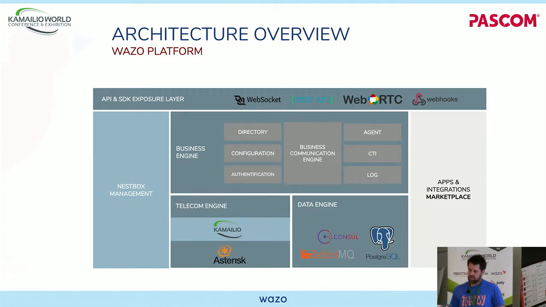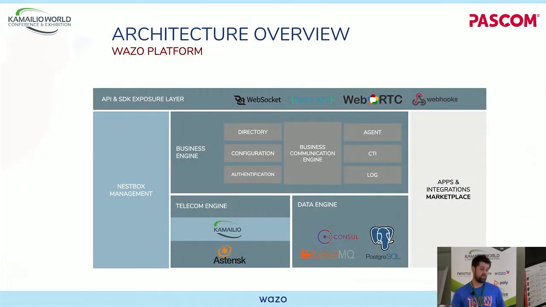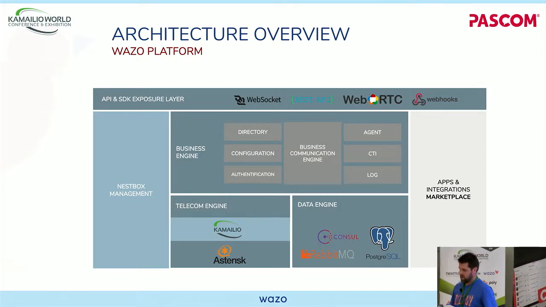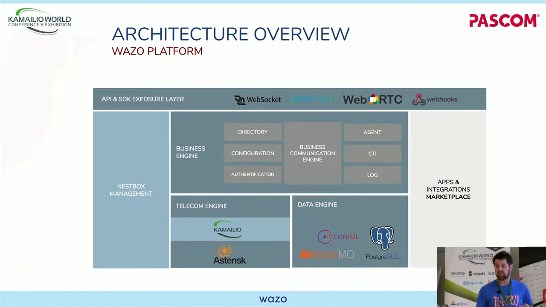And inside the project, we have business logic. Every service is written in Python. So there are different services for authentication, configuration, or for directory, or for business communication, like what we use to create a voice application. And we are also using Asterisk and Kamailio. And we have Postgres for the data, RabbitMQ to share events between the different components. And we are using Consul to help with service discovery.